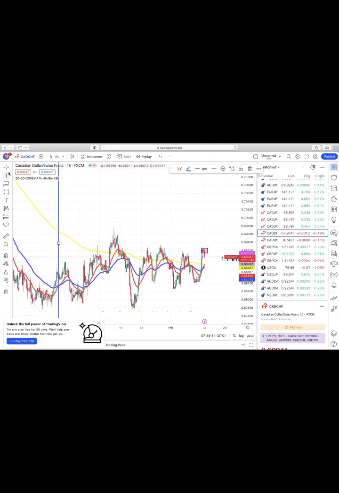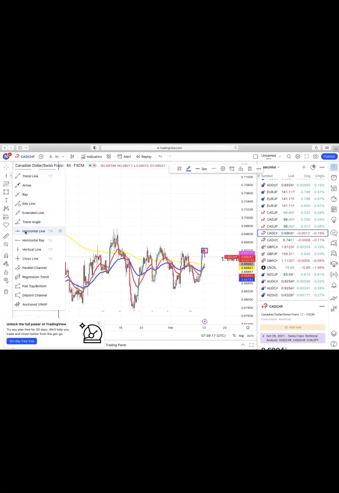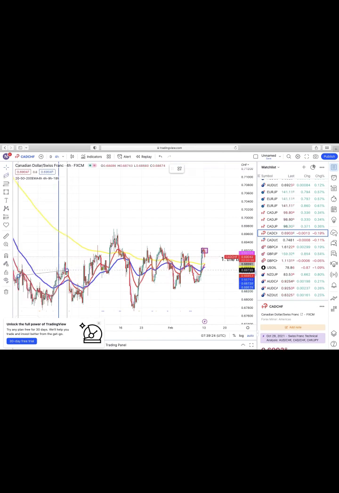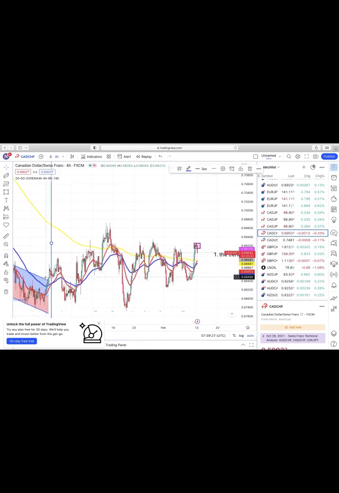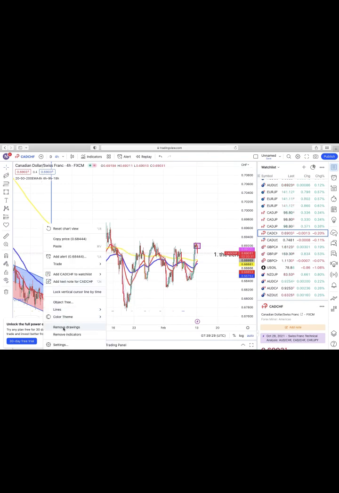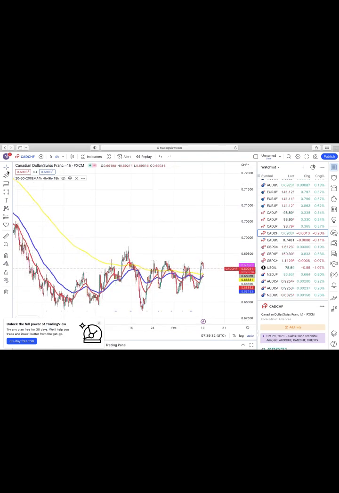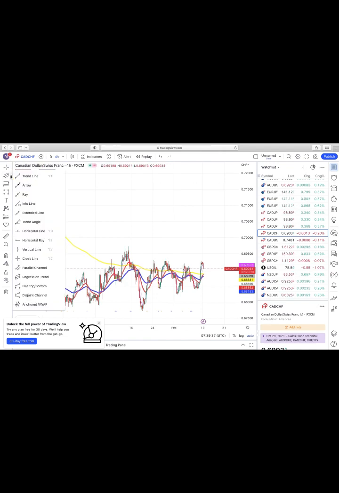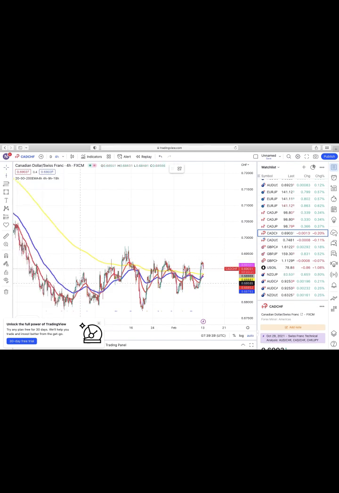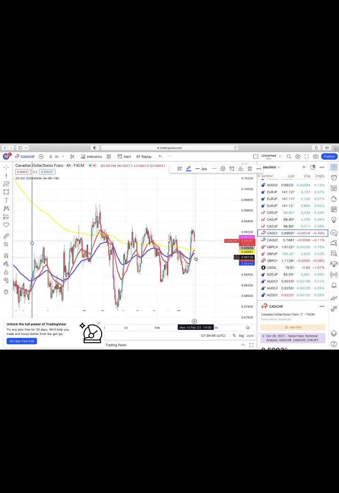Then it started moving sideways. Sorry, let me remove that drawing. It has been a downward trend up to here, as you can see. Then it started moving sideways. Now we are working on a sideways market.